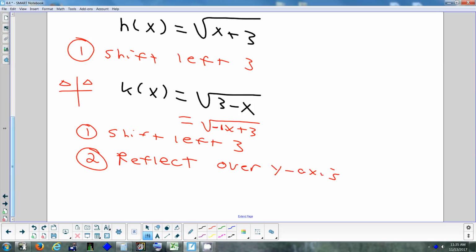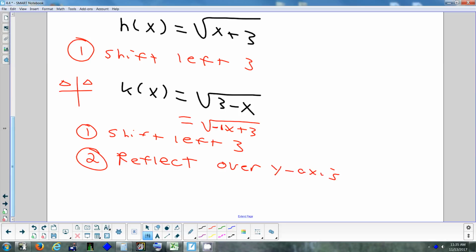Would it shift left first and then? Yes. Sometimes the order doesn't matter, but for now I'm not going to get into that because it's kind of like PEMDAS. Sometimes you can switch the order and it's okay, but just stick with the ABCD order that I gave you.